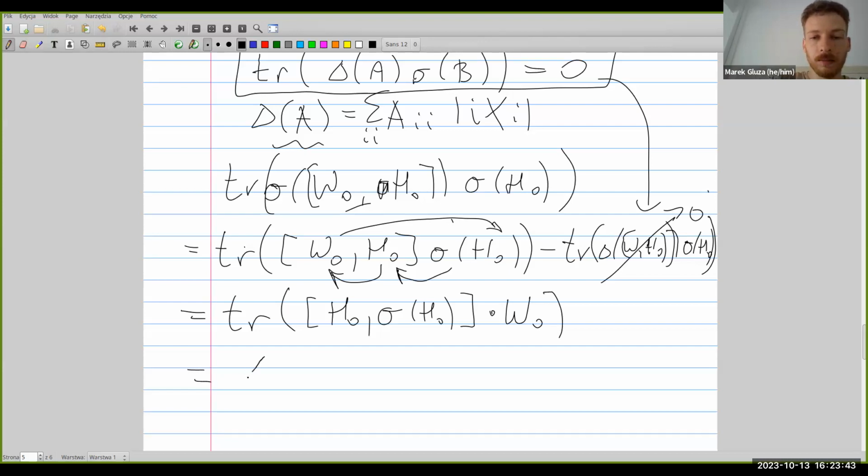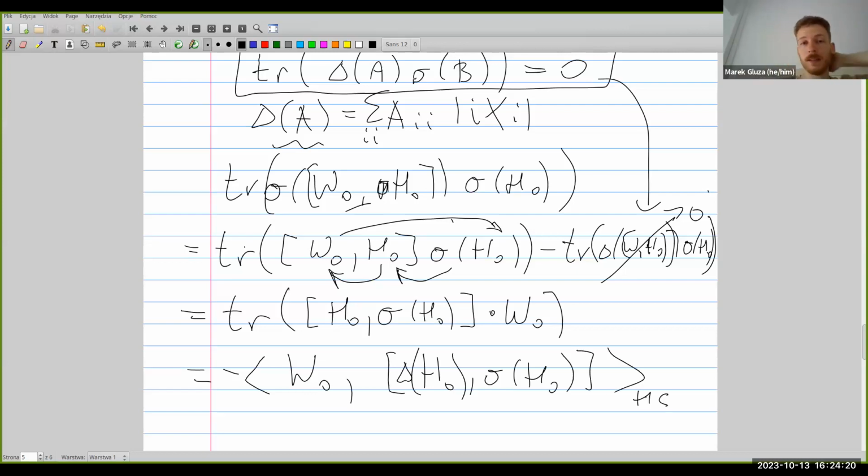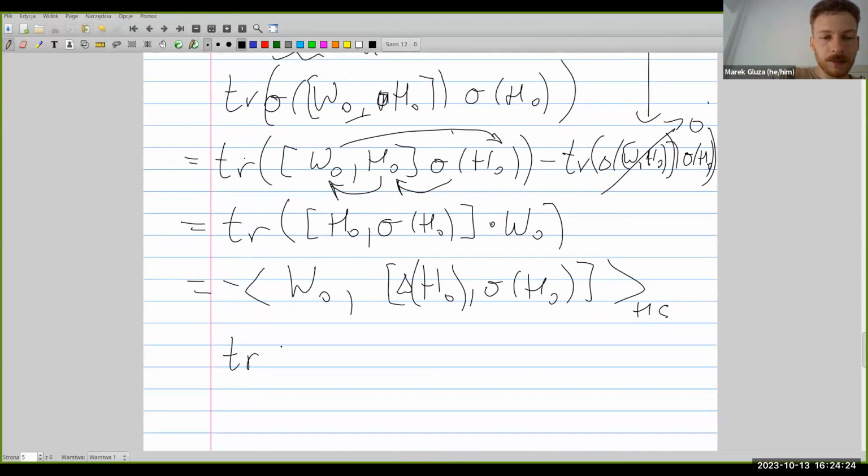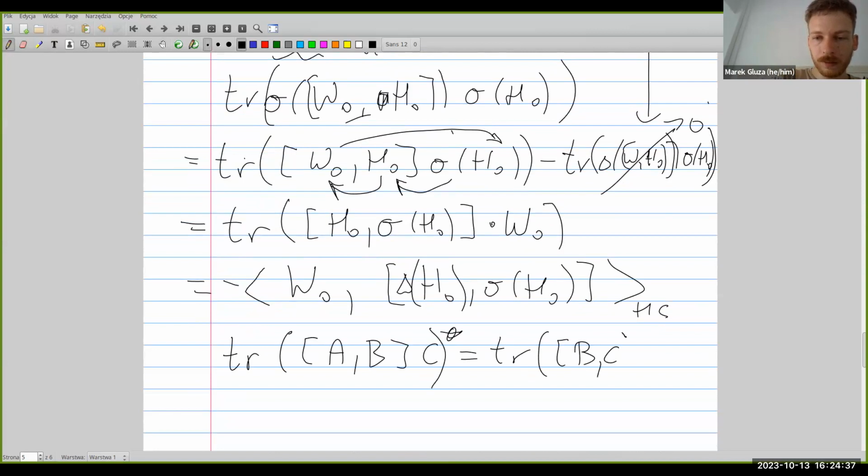Okay. And this should be the scalar product of W0 with H, actually here sigma of H0, H0. Okay, so there will be one dagger there and we get H0 sigma of H0, which is delta of H0, which is our canonical bracket. Okay. Yeah, something like that. That's roughly the derivation. So the last thing that I want to say is that you can check explicitly an easy calculation. If I close this, then this is the same as trace BC preserving the order, and then A outside. Okay, this is something that we used here.